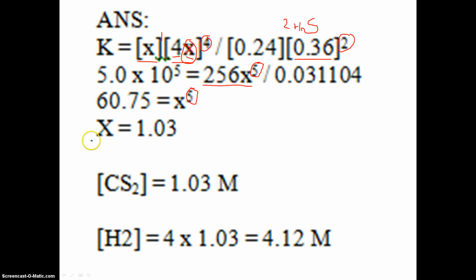Nonetheless, when you solve for this, you get x is equal to 1.03 moles, so that's the value of CS2, and then H2, because it was 4 moles, we get 4.12 moles. Again, pause the screen if you have to, and you can just walk through it at your own pace.